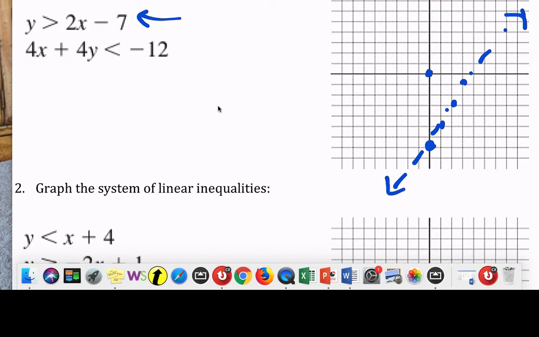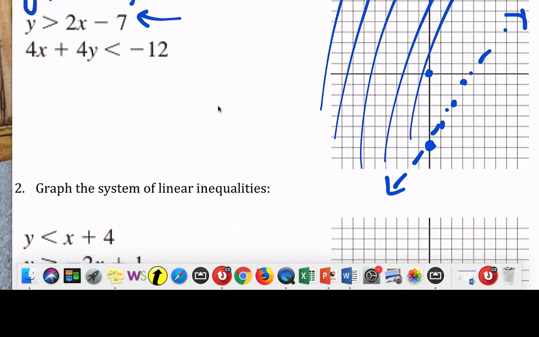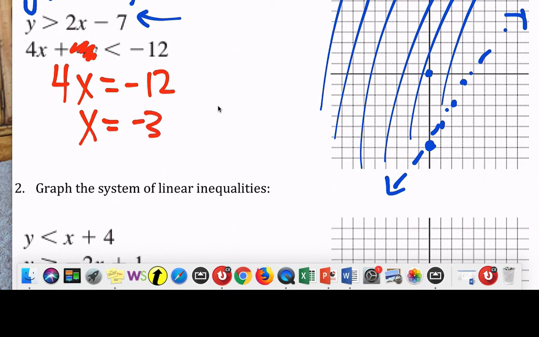So I'm going to test 0, 0 right here. Is 0 greater than negative 7? And it is, so we shade that side of the line. Okay, so there's an example of that. The cover-up method. So this is where you cover one up and solve, like 4x equals negative 12. X equals negative 3. So at negative 3, I'm going to make a dot.